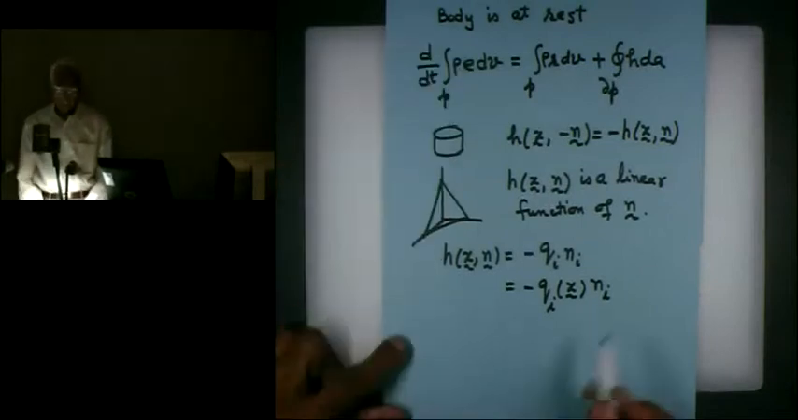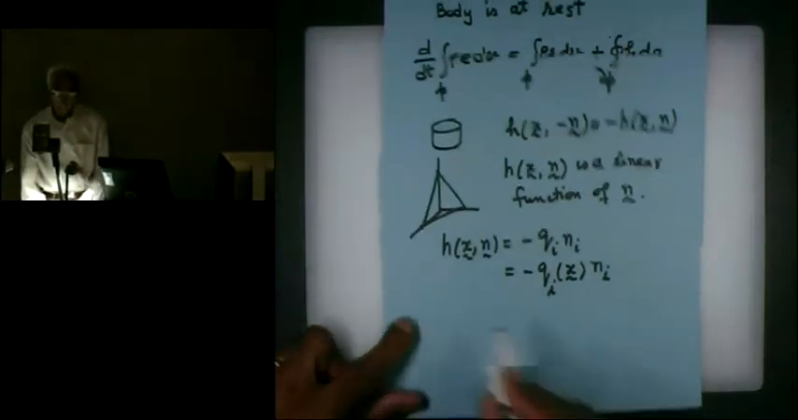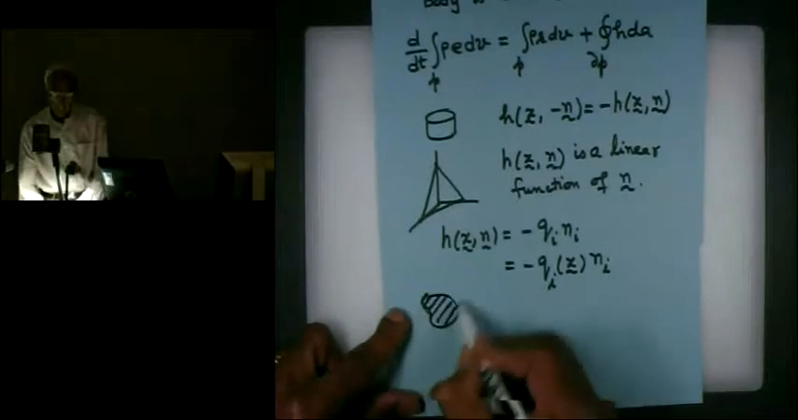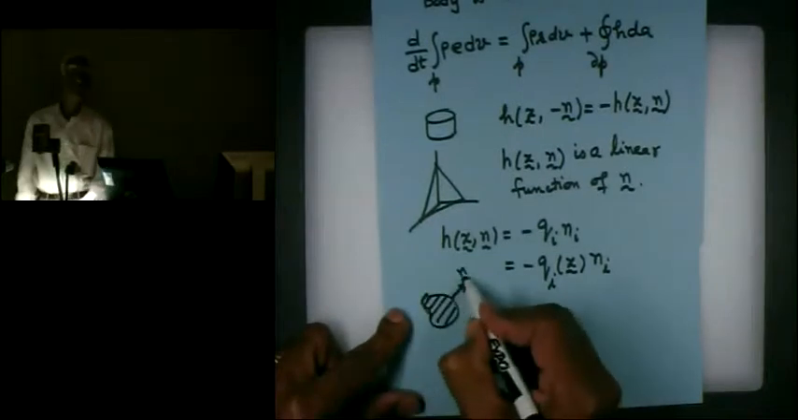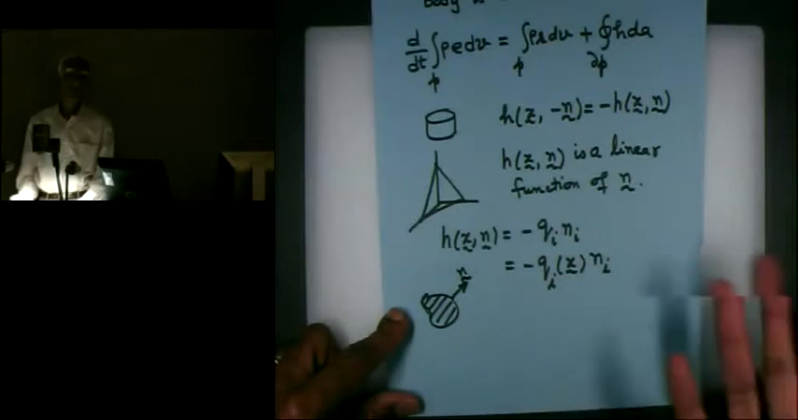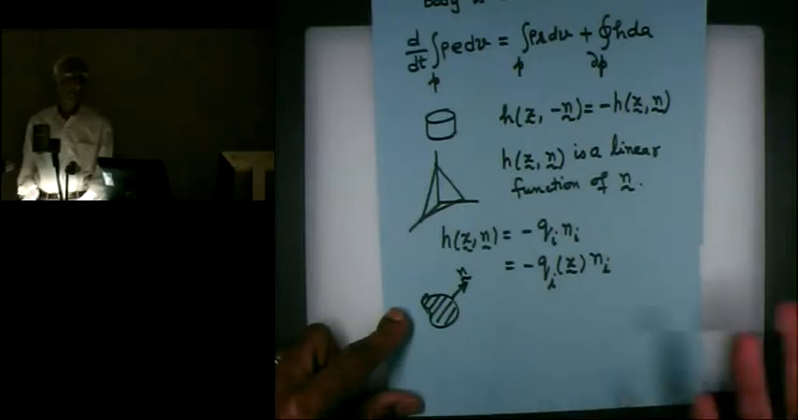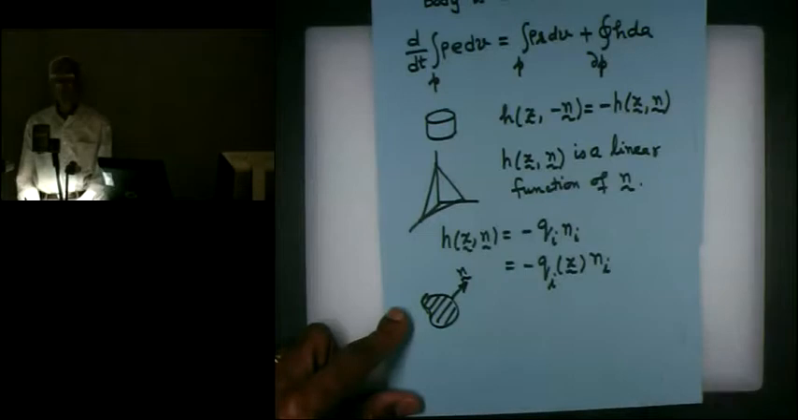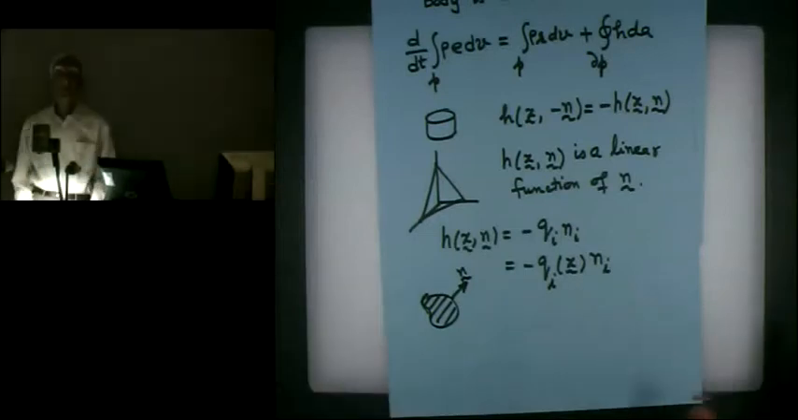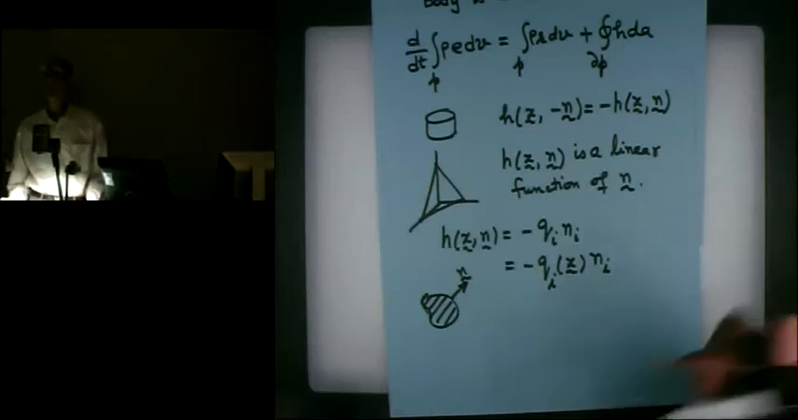Our positive n points out of the body. So if q is positive, or not q is positive, q is a vector. I cannot say q is positive. So if q dot n is positive, that means the body is receiving heat.